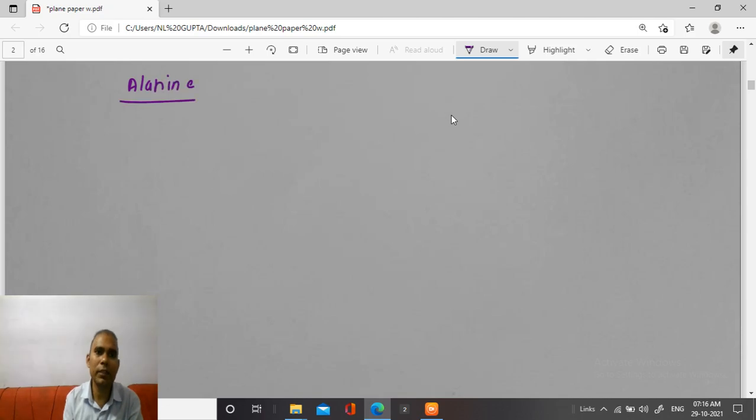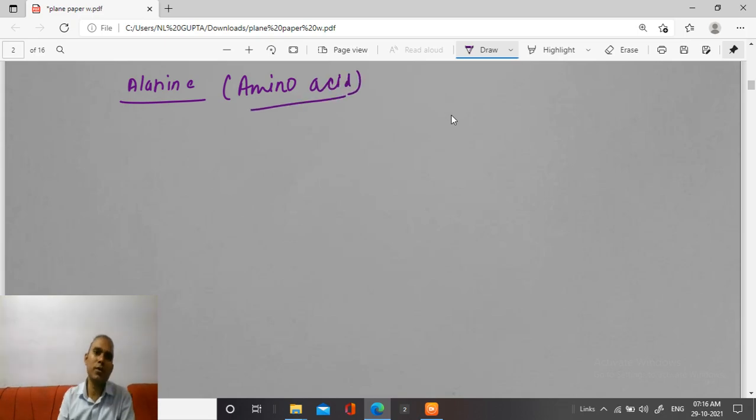Alanine. In alanine, student, that is the amino acid. This is alanine, an amino acid. Right. Now alanine, if you see, student, this is optically active. Optically active means it is representing optical isomerism. Now what is the formula of alanine, student?